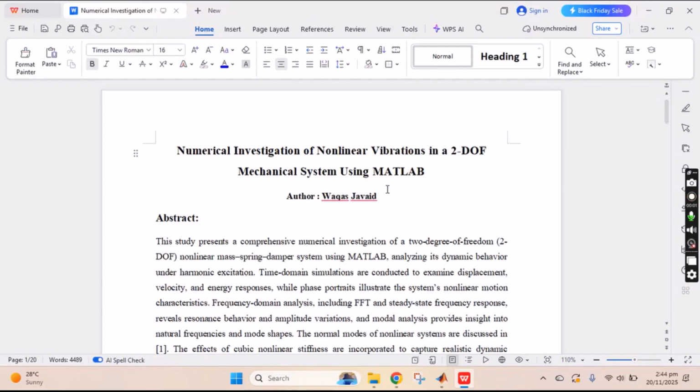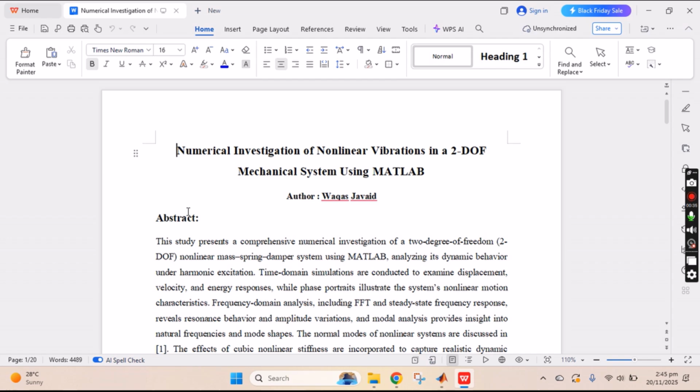This article is related to numerical investigation of nonlinear vibration in the 2 degree of freedom mechanical system using MATLAB. Basically, 2 degree of freedom means a nonlinear mass spring damper system with harmonic excitation, with time domain simulations which need to be conducted to examine the displacement, velocity and energy responses, while the phase portraits illustrate the system's nonlinear motion characteristics.